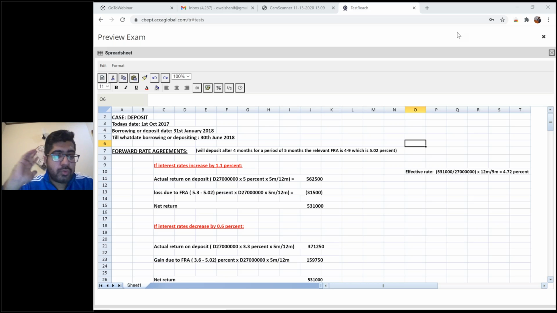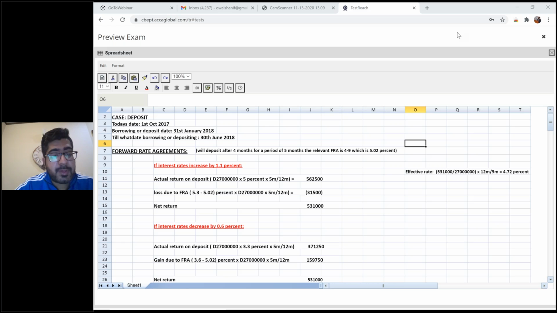Okay, Tajwar. The loss or gain is calculated like this: difference in rates. If interest rates increase by 1.1, the market rate becomes 5.3. If they decrease by 0.6, it becomes 3.6, since 4.2 decreased by 0.6 is 3.6. You compare it with your lock-in rate. So 5.3 and 5.02. The rates increased to 5.3, but you locked at 5.02. You could have got 5.3, but you committed at 5.02. That's why it's a loss. Loss reduces, return deducted.